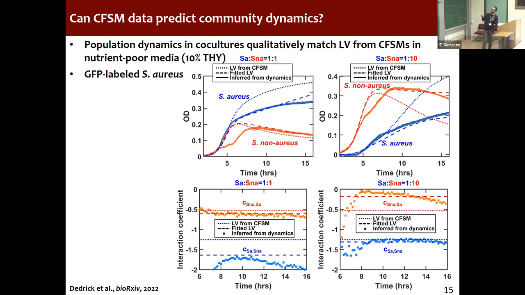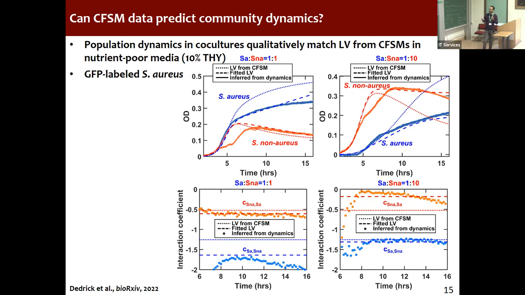So the experimental data are the solid lines. The dotted lines are what we get from our spent media assays. And the dashed lines are Lotka-Volterra type models fit into the actual experimental data. And you can see that our estimates are not perfect, but they qualitatively follow what we see in our experiments.